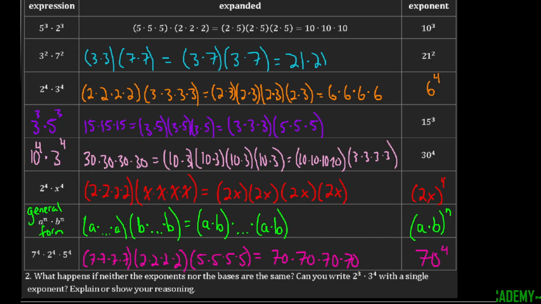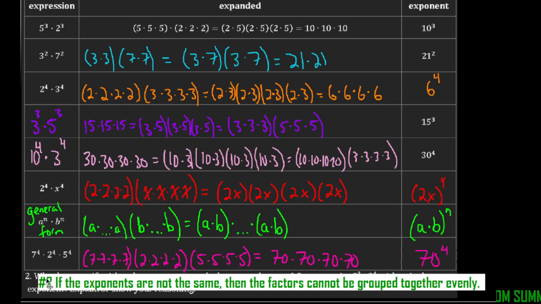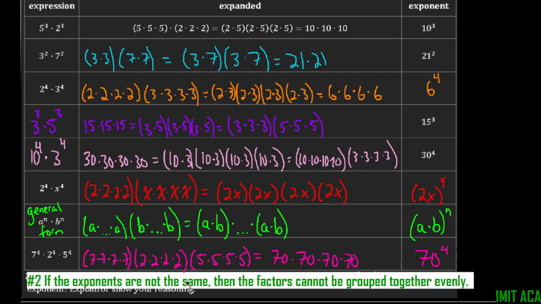And for that last one, it says this. It says for number 2, what happens if neither the exponents nor the bases are the same? Can you write 2 to the third power times 3 to the fourth power with a single exponent? So we're going to say for this one, if the exponents are not the same, then the factors cannot be grouped together evenly. So we're going to say no, this does not work.